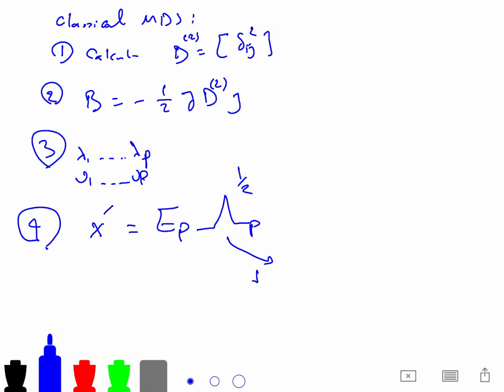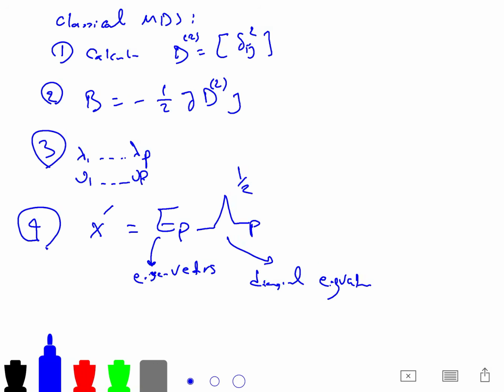And so this one is a diagonal eigenvalue matrix, and these are your eigenvectors. So for the metric MDS we should minimize the stress.